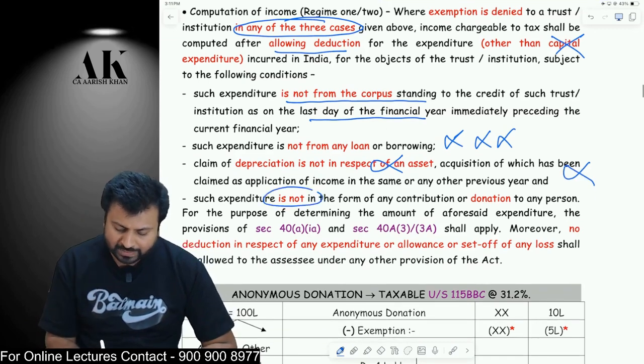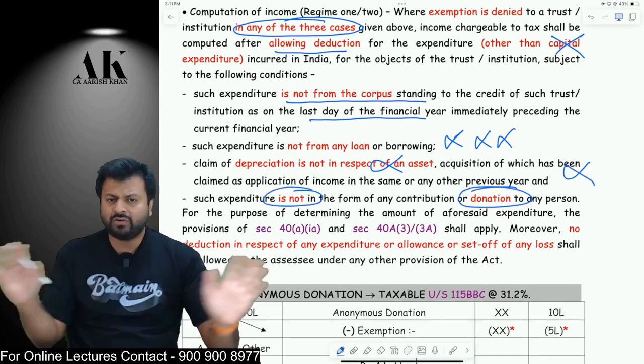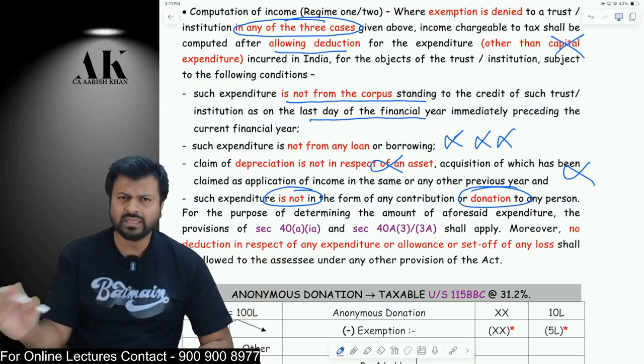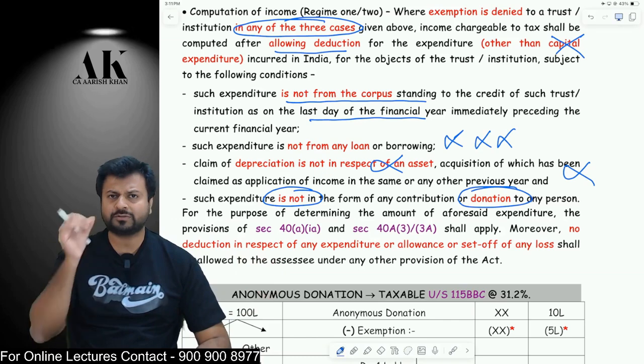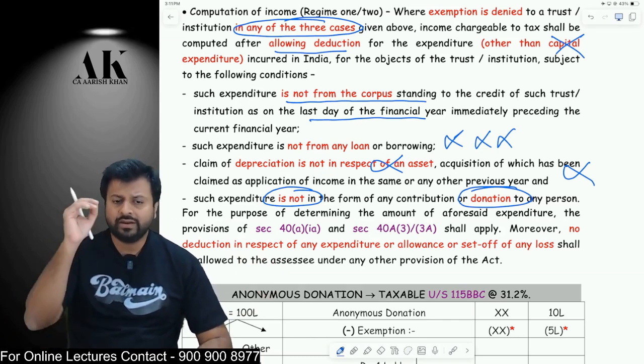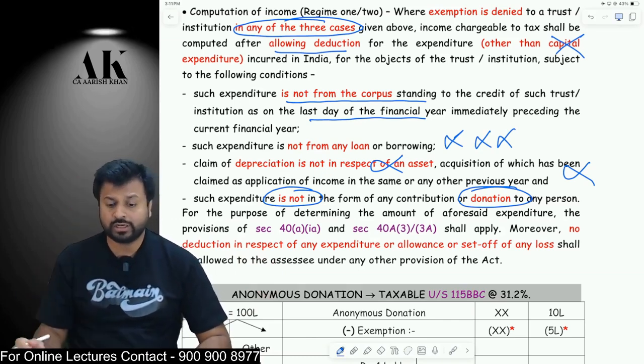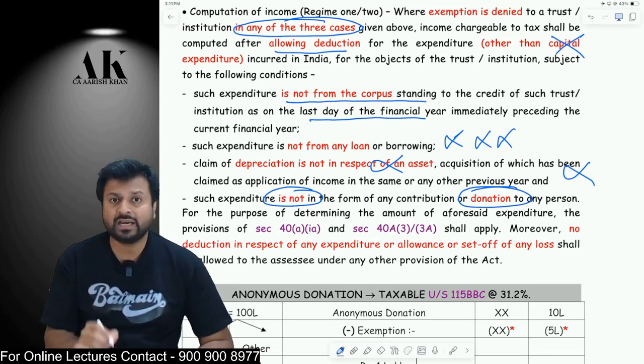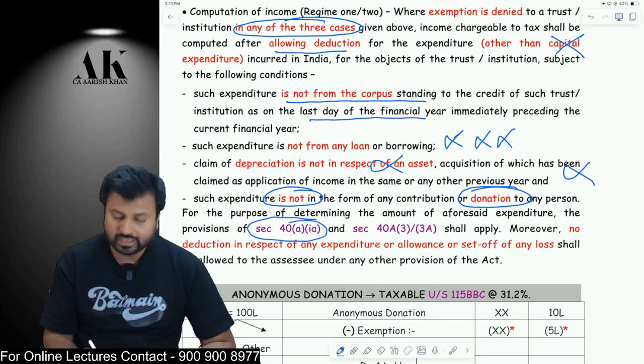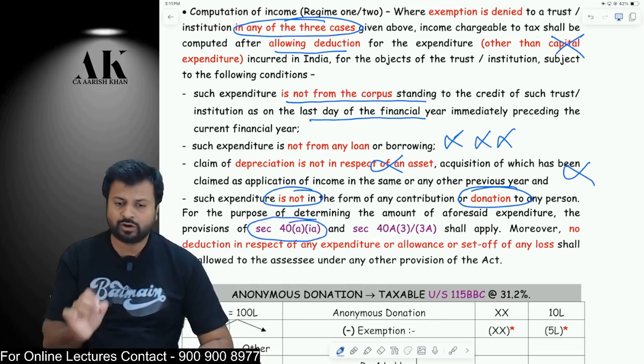Further, the expenditure should not be in the form of donation. Even voluntary donation will not be allowed here. The expenditure should be plainly in the form of a revenue expense. It should not be in the form of a donation. If it is in the form of donation, we will not allow you the deduction. Next one, the expenditure should be subject to all TDS deduction. If TDS is not deducted, the expenditure will not be allowed.